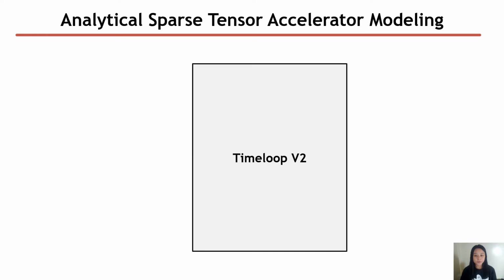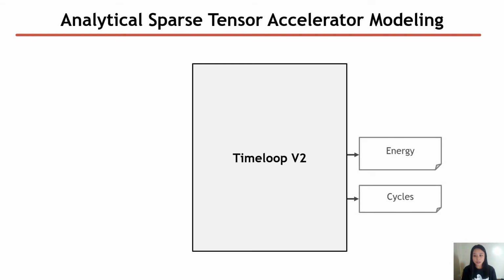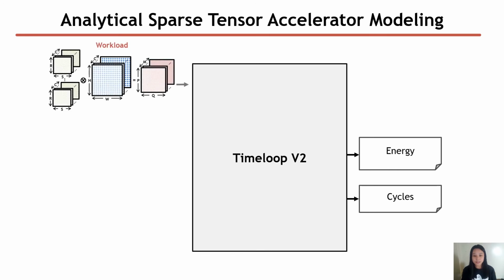So we propose Timeloop V2, which is the focus of this part of the tutorial. Timeloop V2 is an analytical sparse tensor accelerator modeling framework. It produces the energy efficiency and throughput of the design that you are interested in. It takes in several inputs.